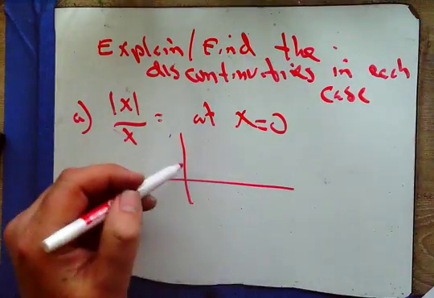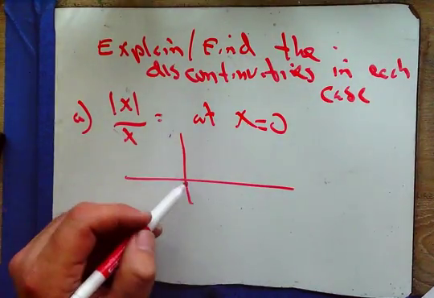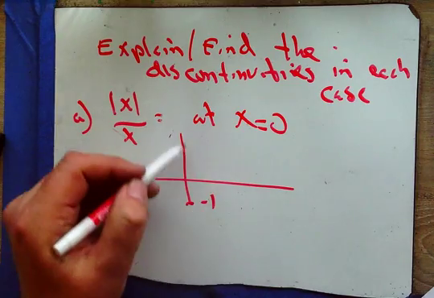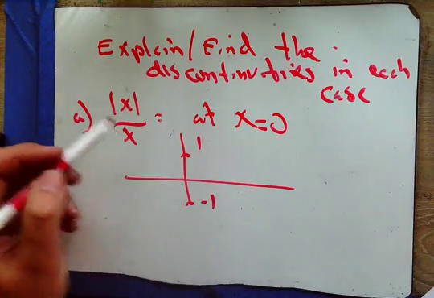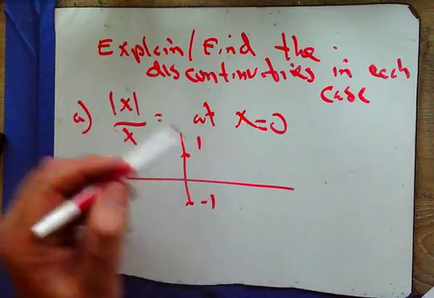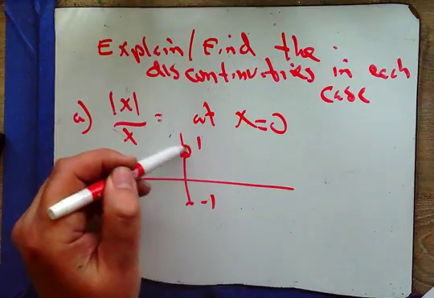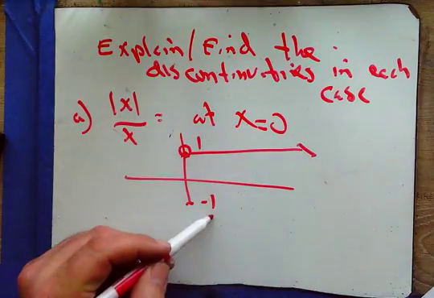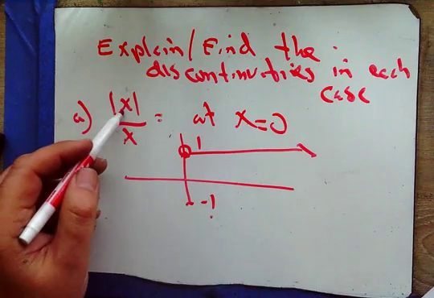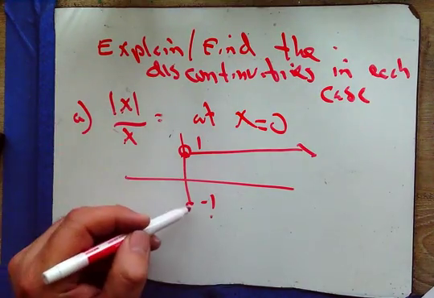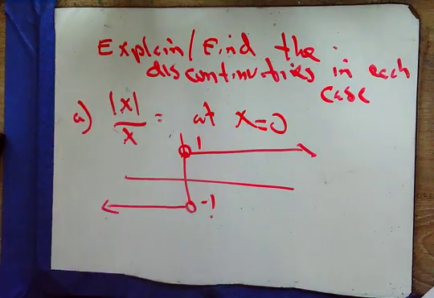And so I should think about this graph. There's negative 1, there's positive 1. So as I put in positive numbers, I get positive 1. As I put in negative numbers, this is negative, this is positive. A positive divided by negative will be negative. So there's my graph.